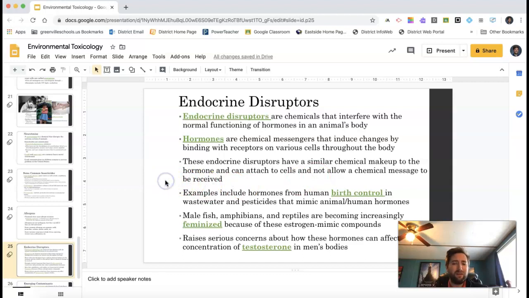So an example of this is 17-alpha-ethinyl estradiol, and it basically is birth control for women. And it's found in wastewater and all kinds of stuff like that. And male fish, amphibians, and reptiles are all becoming feminized, and it's leading to them developing eggs, which is going to raise serious concerns in the future, I believe, about male fertility and things like that.